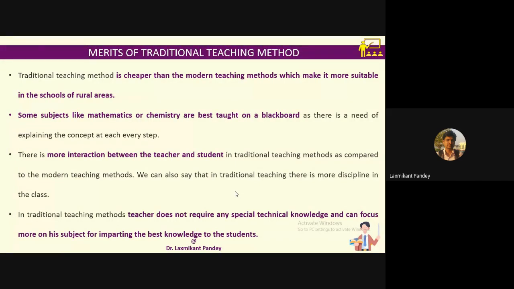And as I told you, there is more interaction between the teacher and the students. Still, it is a teacher-centric method, but the interaction between the teachers and the students is very good, or very effective, in the traditional chalk and talk method. In traditional teaching methods, the teacher does not require any special technical knowledge, and can focus more on his subject for imparting the best knowledge to the students. That is a very important thing.